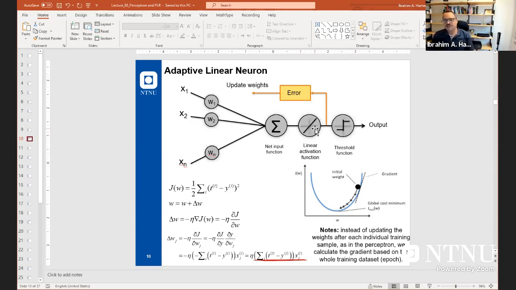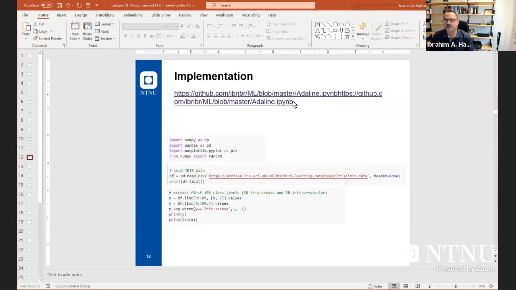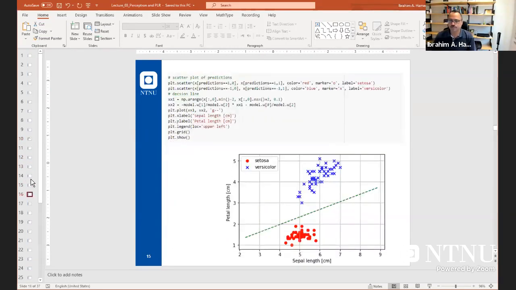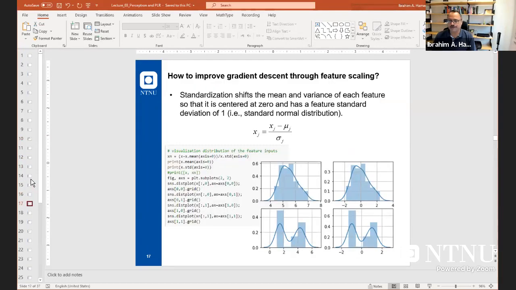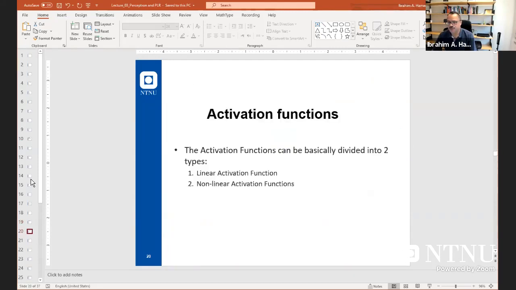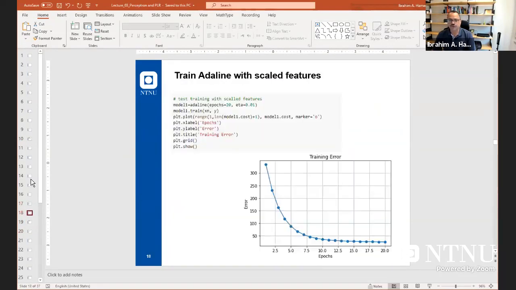So in fact, this adaptive linear unit, adaptive linear neuron, we need to use it 2 times. First time with the iris dataset, and second time we need to use it to predict the annual salary in terms of the number of years of experience. So please, you also have the code in GitHub.